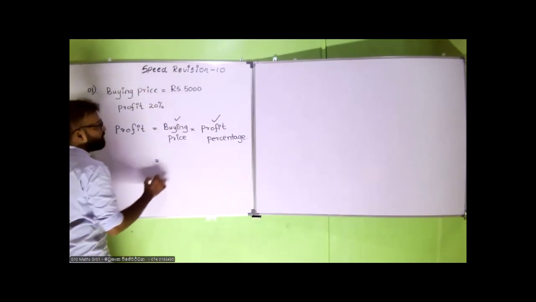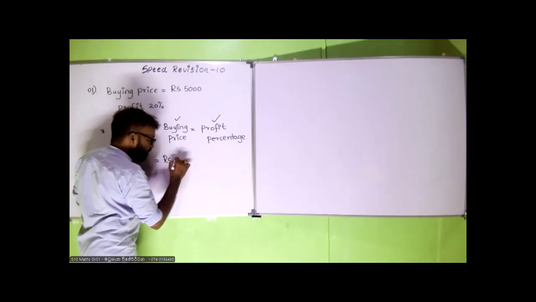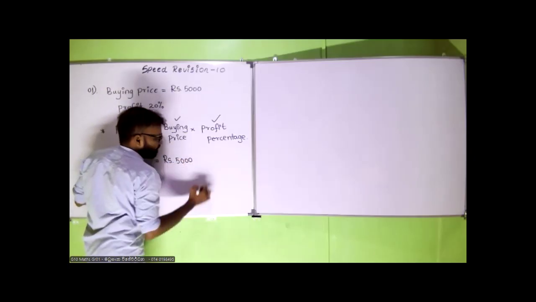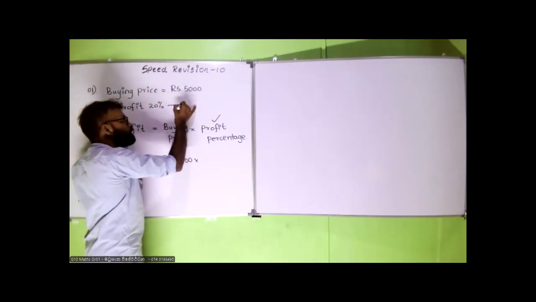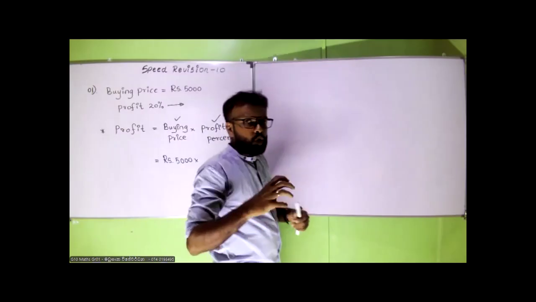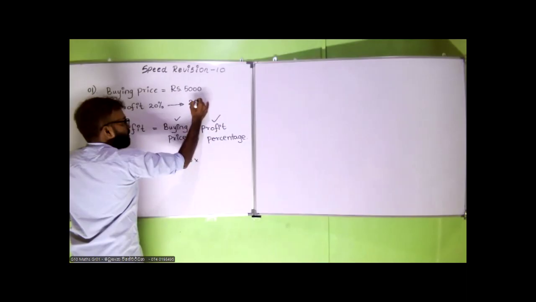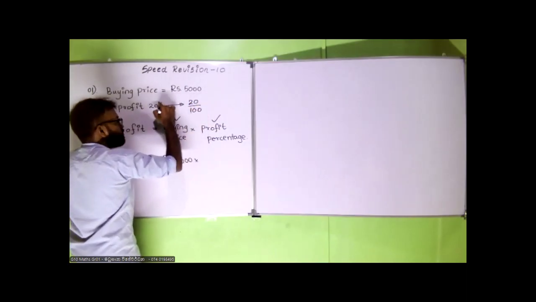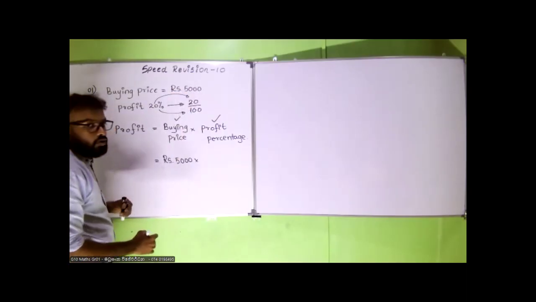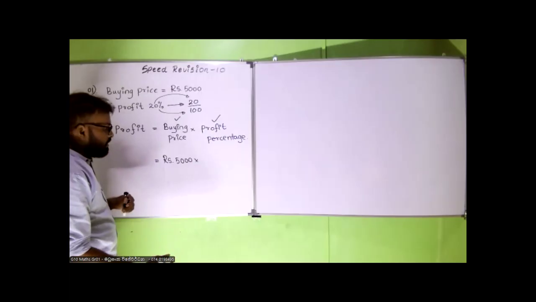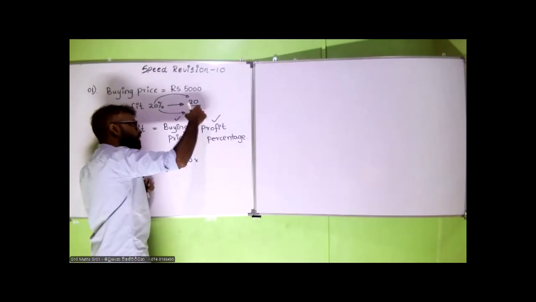So equal mark, the buying price is this. I am going to write it with the unit, 5,000 rupees, multiplied by 20%. What is the meaning of 20%? You can write it as a fraction: 100 comes to the denominator and 20 comes to the numerator. That is the meaning of 20%. So the profit percentage can be written as 20 divided by 100.